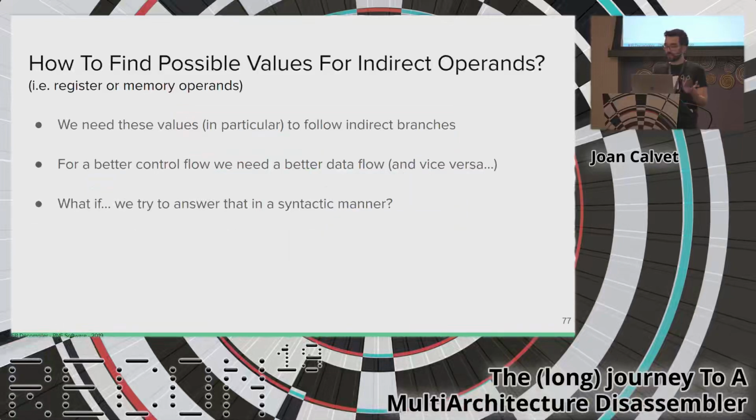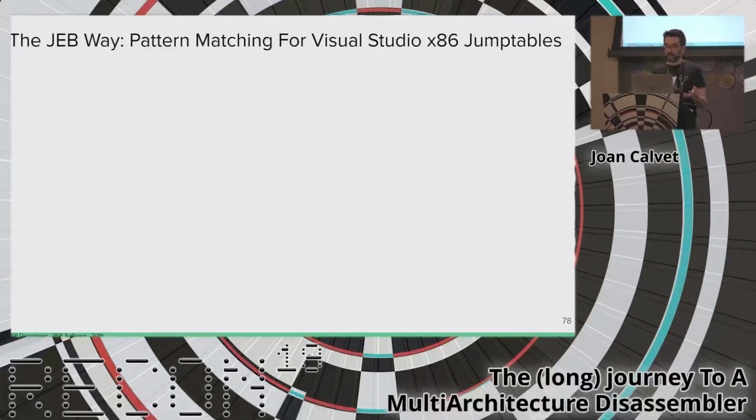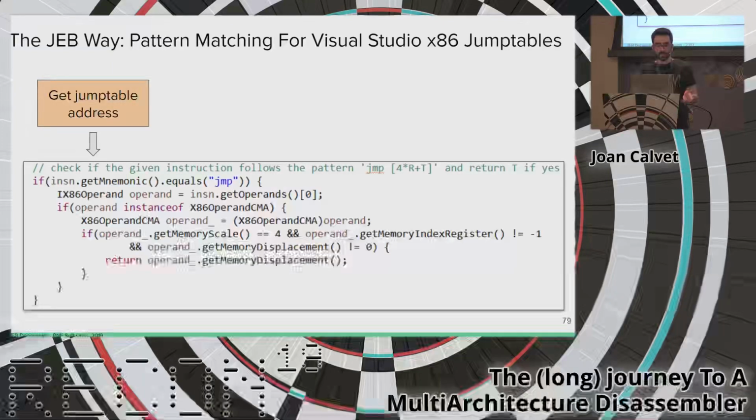So the general question behind that example is how to find possible values for indirect operands, that is, any operand based on register or memory whose value is not encoded in the instruction. We need those values in particular to find the possible targets of indirect branches and to improve recursive disassembly results. In other words, for a better control flow, we need a better data flow, which is a classic situation in program analysis. So as a first try, let's see if we can answer this question in a syntactic manner, that is, just by doing some pattern matching on the assembly representation. That's what we are doing in JEB to build the control flow for the x86 Visual Studio jump table I've just shown you. To give you an idea of how such a thing can be implemented, here is an extract of the code.